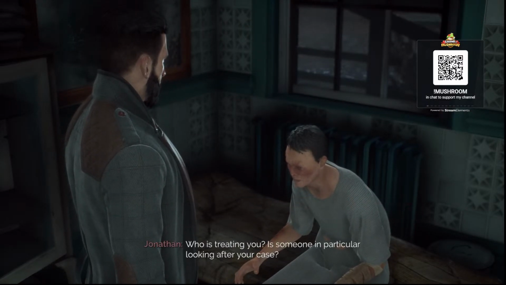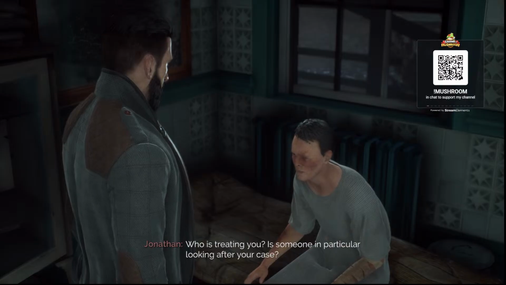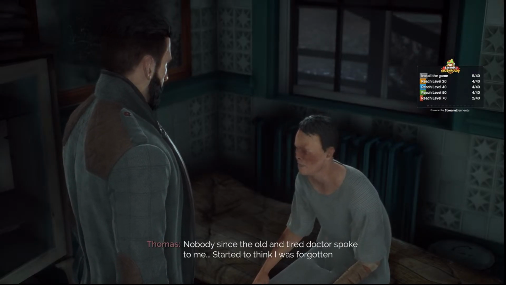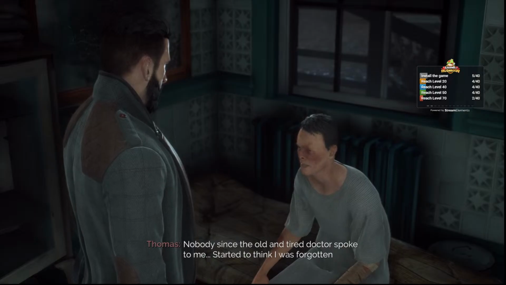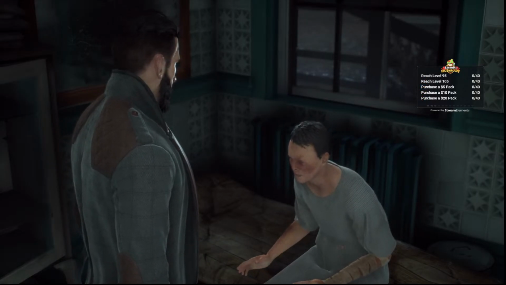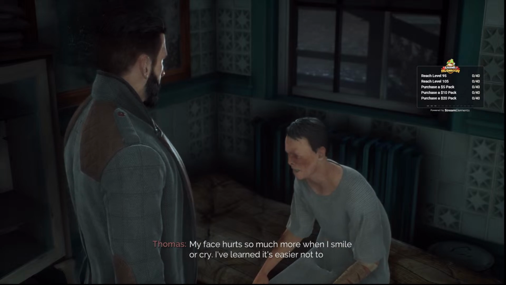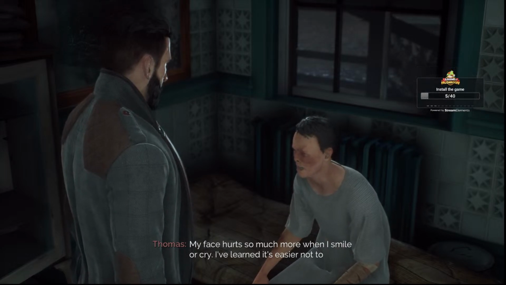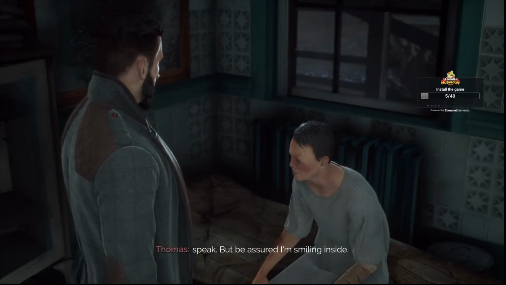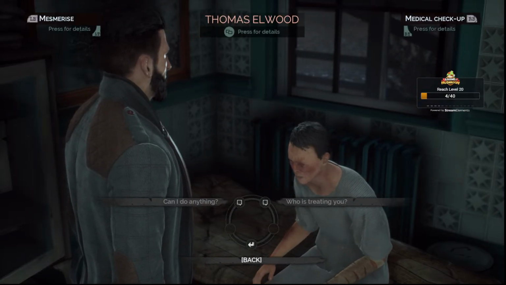Who is treating you? Is someone in particular looking after your case? Nobody since the old and tired doctor spoke to me. Started to think I was forgotten about. Wouldn't blame you. You don't seem worried by that. My face hurts so much more when I smile or cry. I've learned it's easier not to speak. But be assured I'm smiling inside.